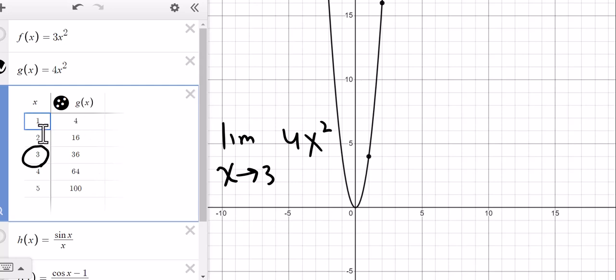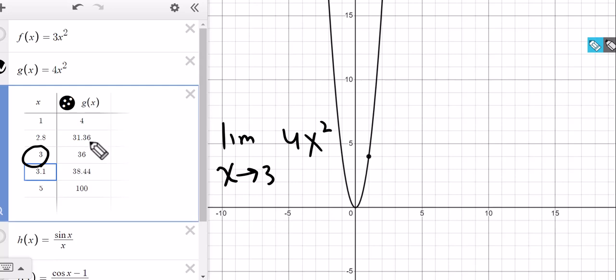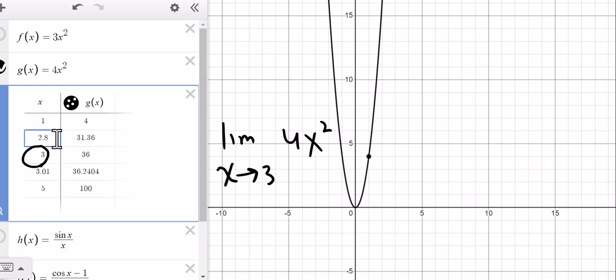So let's change these numbers. What if, instead of 2, we did 2.8, and instead of 4, we make the values closer. We're going to get as close to 3 as possible without writing 3. So let's say 3.1. Notice now as I do that, the gaps are getting closer. These numbers are a lot closer to 36. What if I change this to 3.01? Or what if I change this to 2.99? Do you see how we're closing that gap?